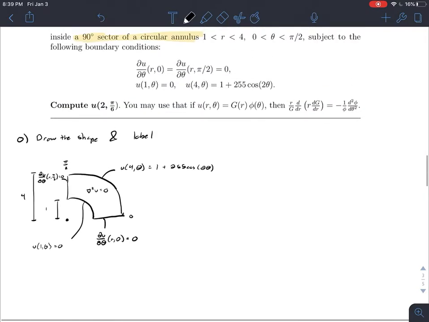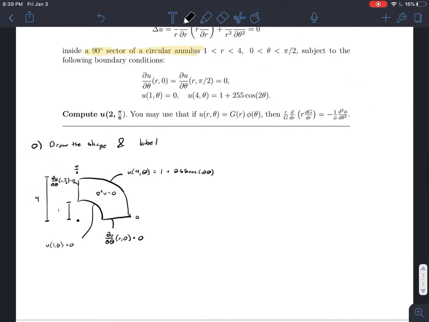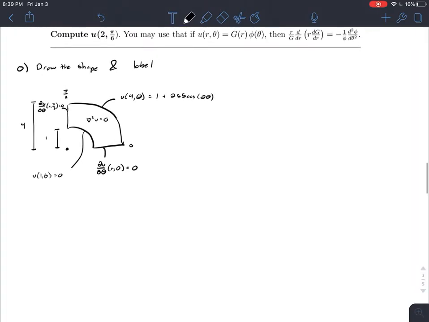Now that we've drawn and labeled our annulus, just in case you don't know what an annulus is, it's this sort of thing right here, like a washer shape. So now step 1 is to separate variables.